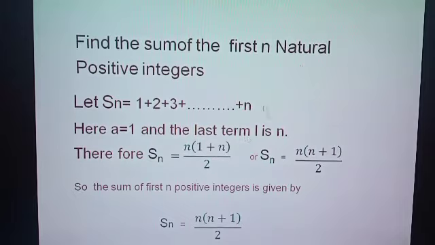If you substitute in the second formula, you will get n into, in the place of a we should write 1, plus in the place of an you should write l, by 2. So we'll get it as n into n plus 1 by 2. This is also one of the important formulas you have to remember. It is the formula to find the sum of the first n natural positive integers. So here l or an, don't get confused here, children.